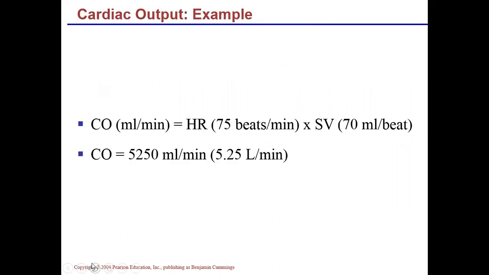All right. So here's a good example of normal cardiac output. So you can see heart rate multiplied by stroke volume. Let's say a person's heart rate is 70 beats per minute, and the stroke volume is 70 mL per beat. You multiply them together, you get 5.25 liters per minute.